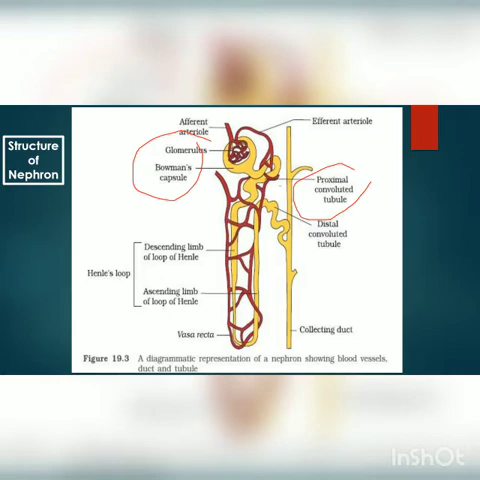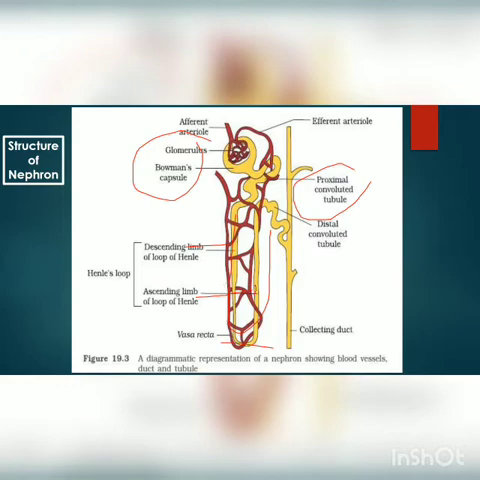Then the loop of Henle. This is the loop of Henle. Loop of Henle is a hairpin loop-like tubular part of nephron which descends into the renal medulla, and this is made up of two parallel limbs joined by the curved base. There is descending limb and ascending limb. So this is the descending limb, this is ascending limb.